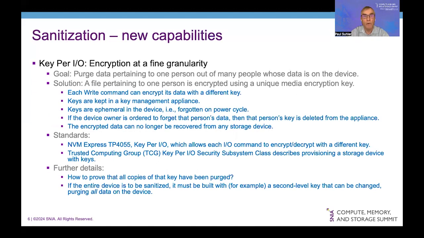So now let's look at some of the new capabilities that have come out over the last year or so. The first is a technique called key per IO. The purpose of this is to perform encryption at a fine granularity. For example, you may receive an order to purge the data pertaining to one person out of many people whose data is on a single device. The solution to this is that a file that belongs to one person will be encrypted using a unique media encryption key. Files belonging to other people will be encrypted using different keys.